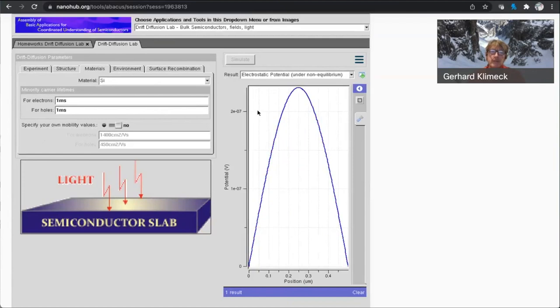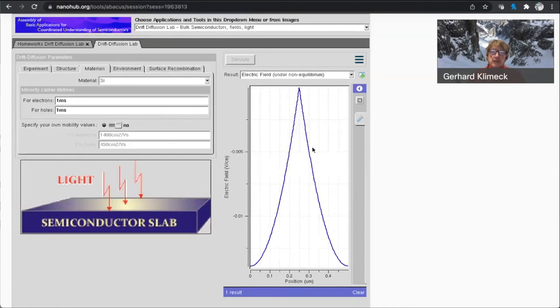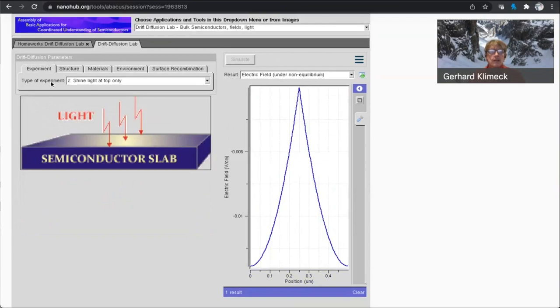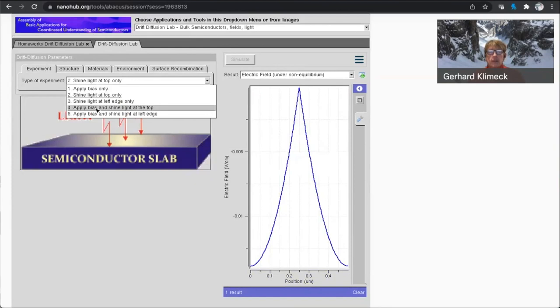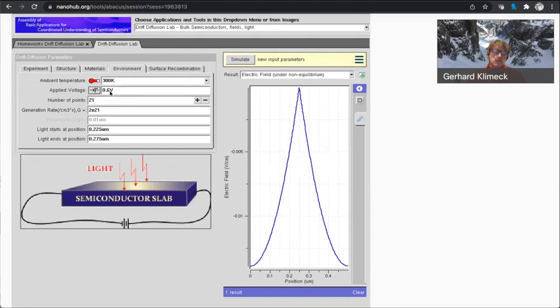But now, here you see the electric field that is commensurate with hitting the system with light. And now what I'd like to do is actually modify the experiment and begin not only applying light, but also applying a voltage across. And that now means that as I create carriers, even with a slight voltage, which I'm going to set here at 0.2 volts, I'm going to start sweeping those carriers across.